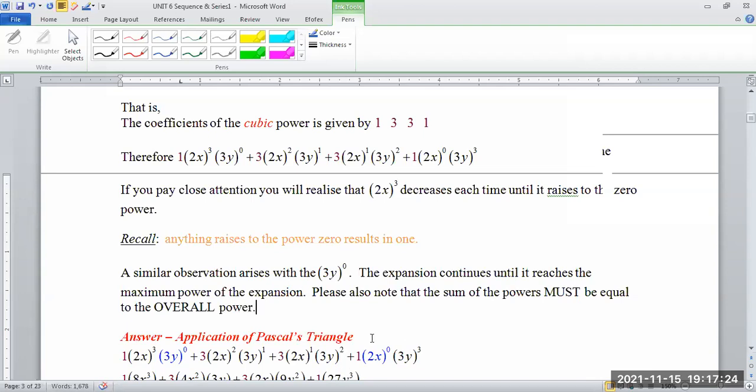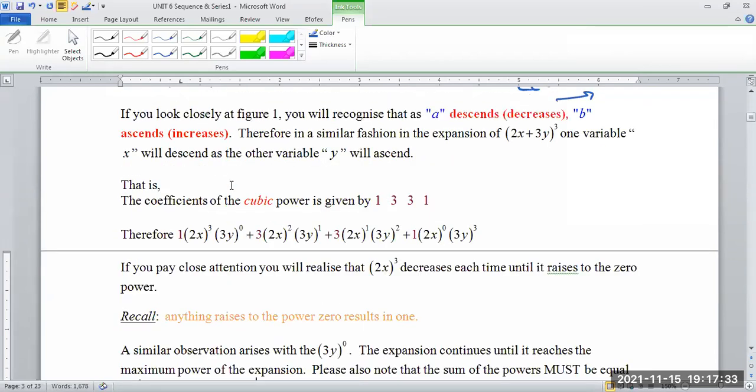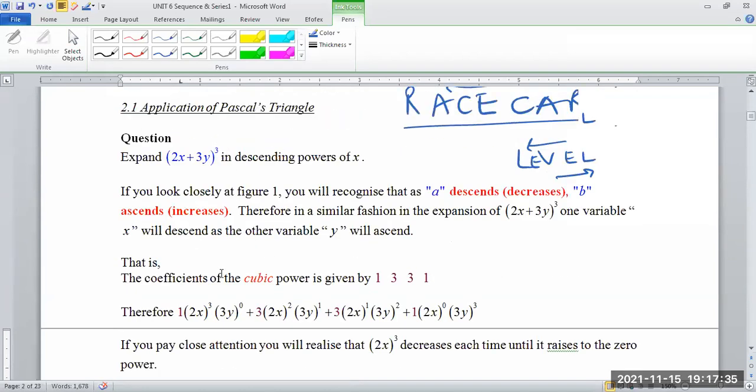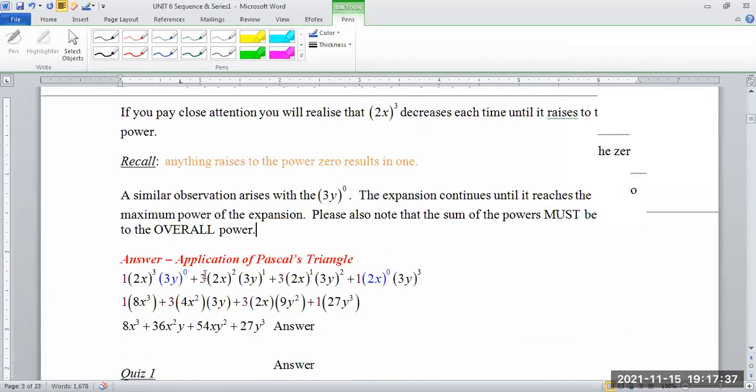Please also note that the sum of the powers must be equal to the overall power. Very important. All right.